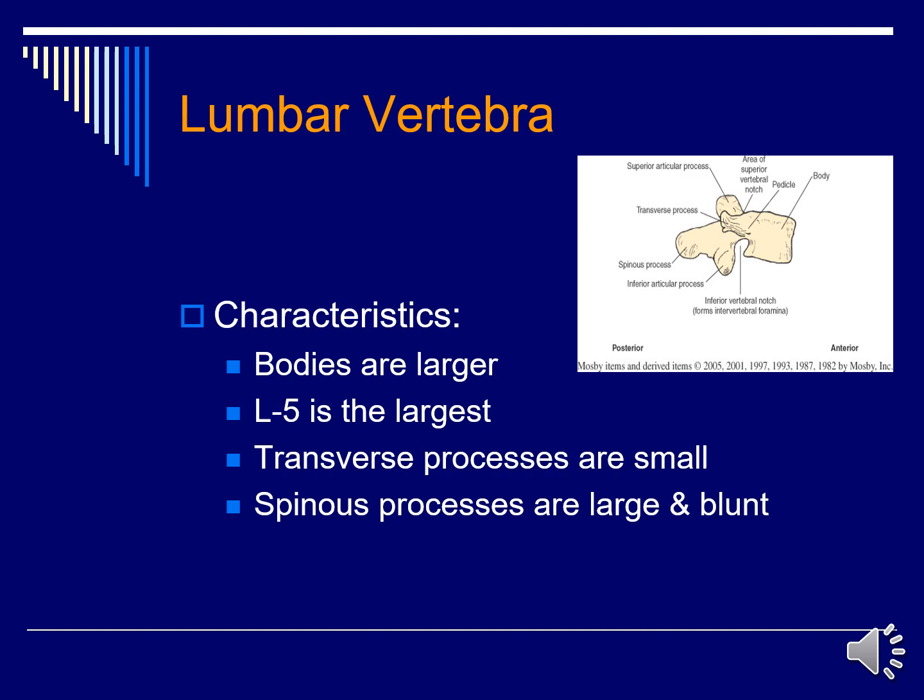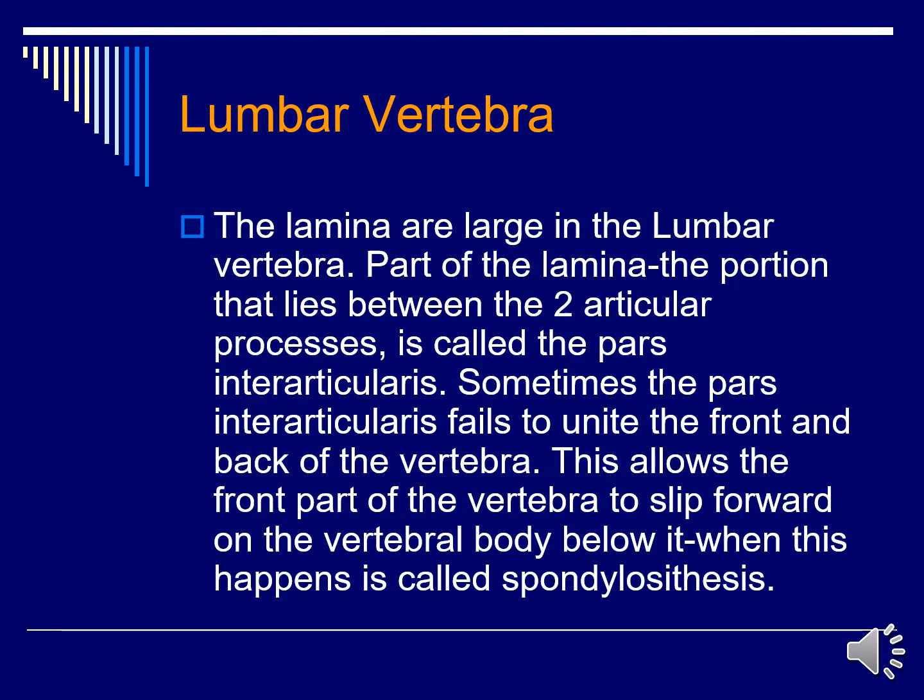The main characteristics of the lumbar vertebra are their bodies are larger. L5 is going to be the largest one. Their transverse processes are going to be small, and their spinous processes are going to be large and blunt and sticking directly behind the posterior body. The lamina portion are large on the lumbar vertebra.